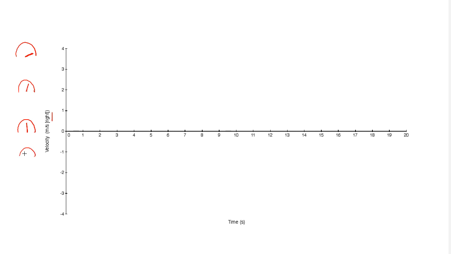Similarly, as you move away from the time axis in the negative direction, you're picking up speed. But here, if right is positive, any point above the time axis means that you're moving right. And any point below the time axis indicates that the object is moving left.